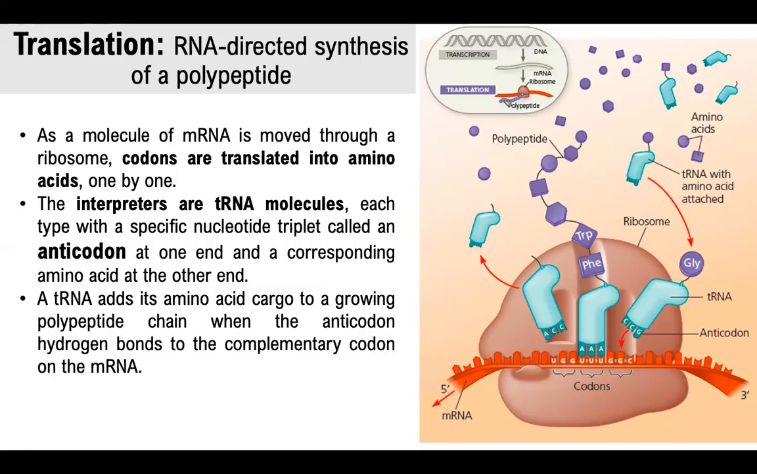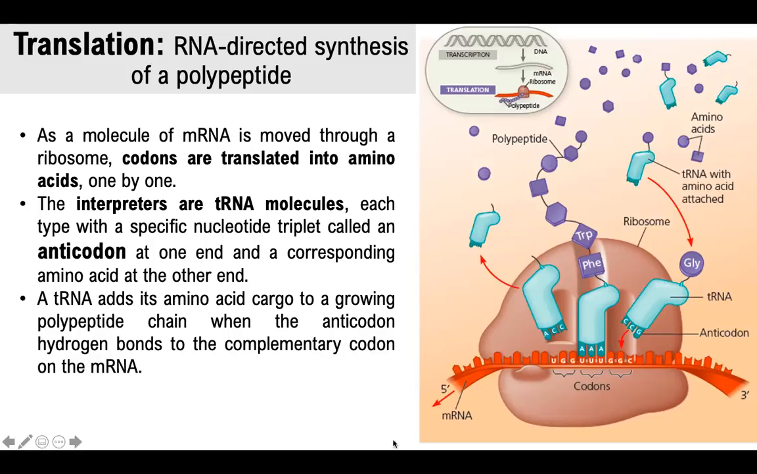The interpreters are tRNA molecules, each type with a specific nucleotide triplet called an anticodon at one end and the corresponding amino acid at the other end. The tRNA adds its amino acid cargo to a growing polypeptide chain when the anticodon hydrogen bonds to a complementary codon on the mRNA. So what are the key role players in the translation process?